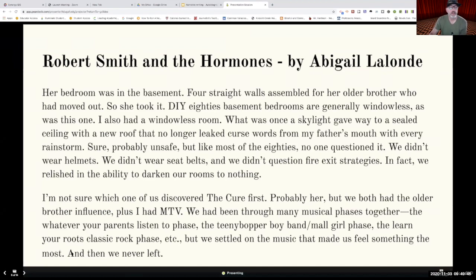She obviously did this for effect. And then we never left. So it's a short declarative sentence that lets the reader know this was our thing.